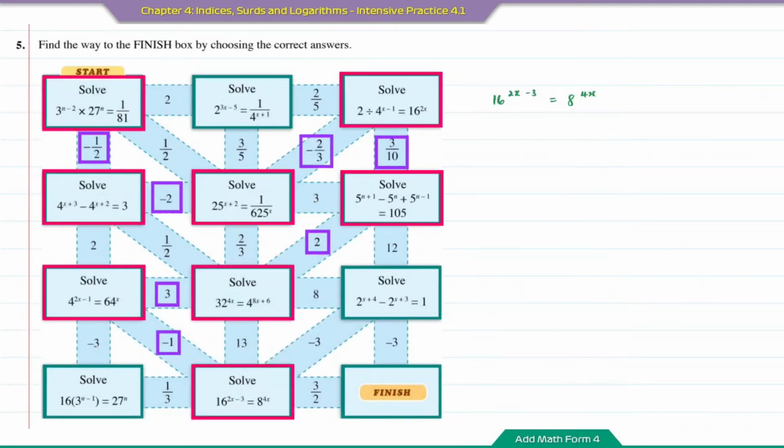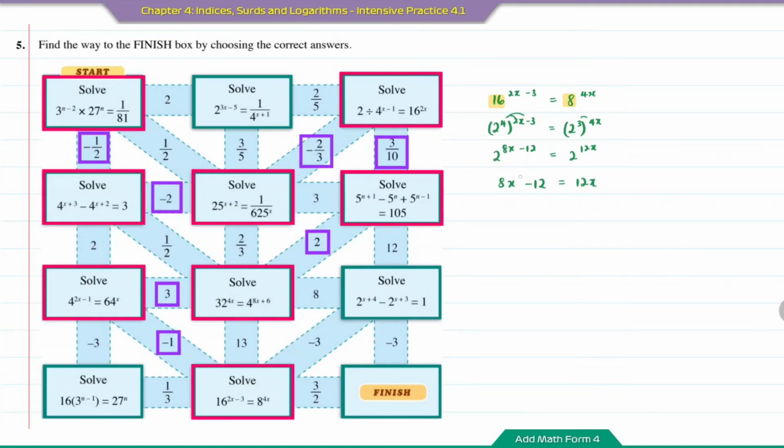We're going to solve for 16 to the power of 2x minus 3 equal to 8 to the power of 4x. So 16 and 8, we can change it to the number in base 2. So 16 is 2 to the power of 4, whereas 8 is 2 to the power of 3. So next, we're going to expand for the power here. So here we're going to have 2 to the power of 8x minus 12 equal to 2 to the power of 12x. So now let us compare the power.